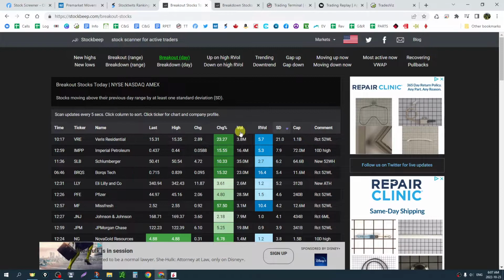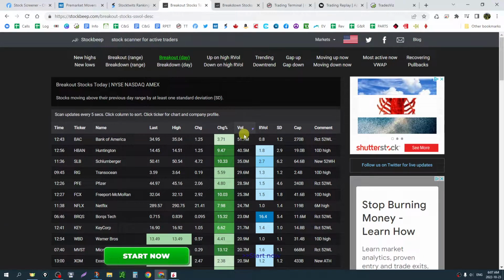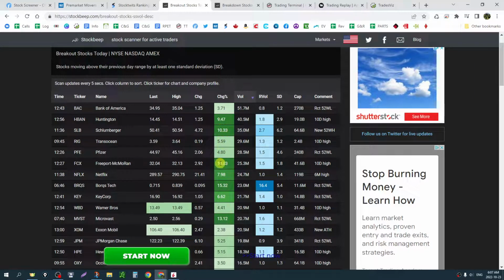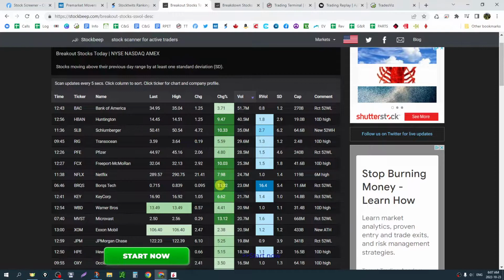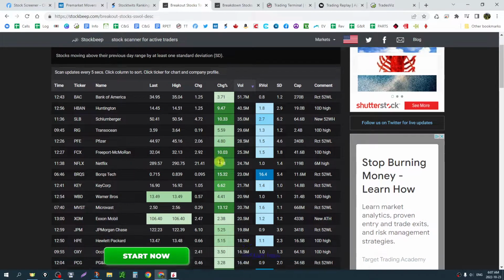And then usually I'll sort these by volume, and then once they're sorted by volume, I'll know if I see a 10 or a darker green, 15 even, those are moving. So SLB on Friday was a really good trader. Moved quite a bit.